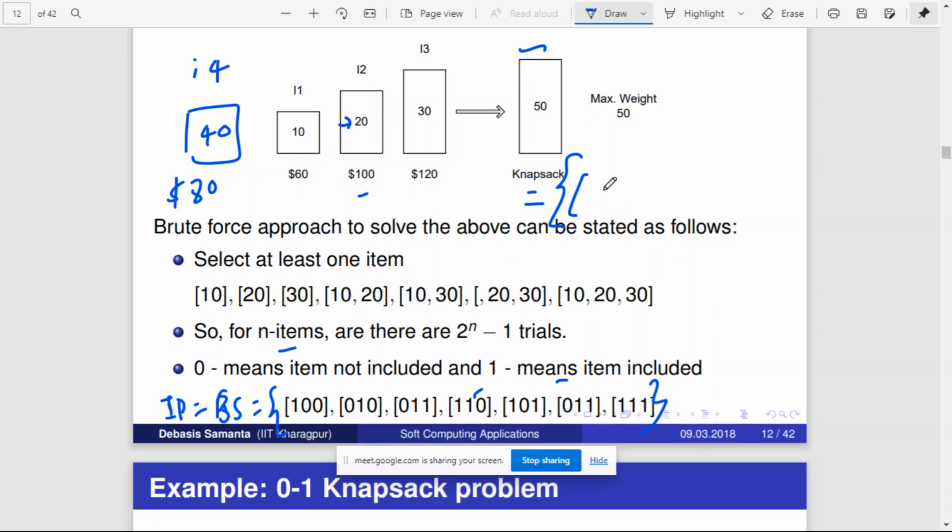All these combinations: 1 0 0 0, 1 0 0 1, everything, up to 1 1 1 1. So totally you will get 15. So this is nothing but the initial population. Here the initial population is represented using the binary encoded scheme, right?